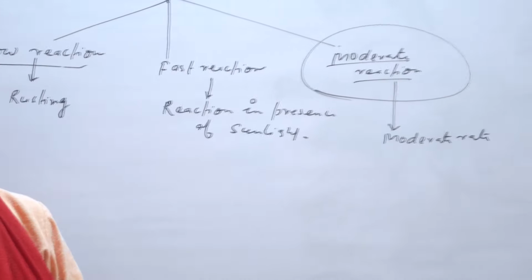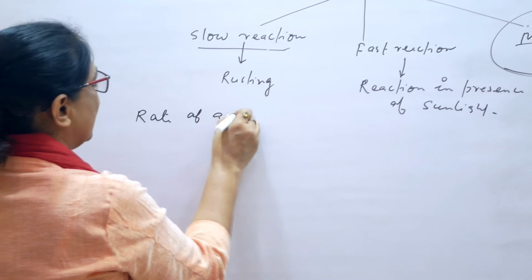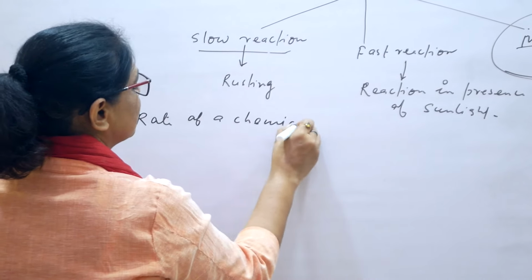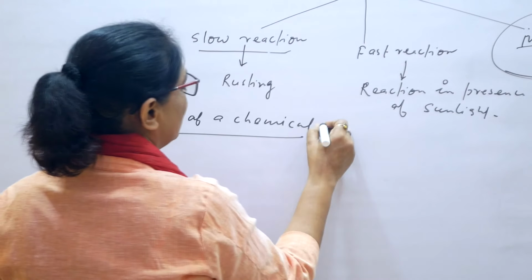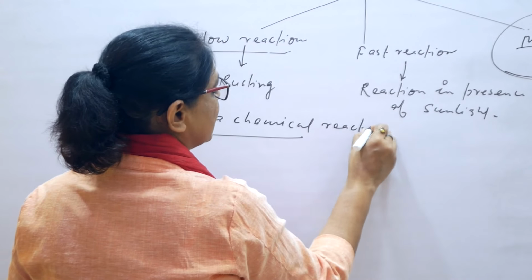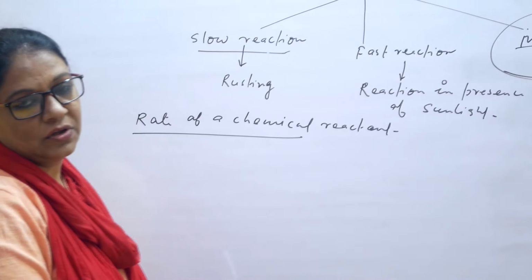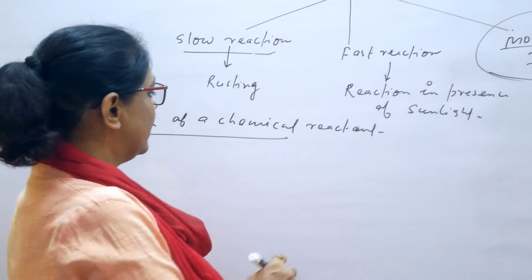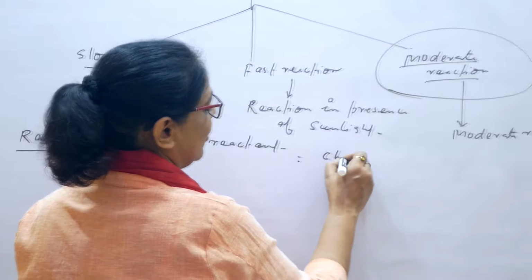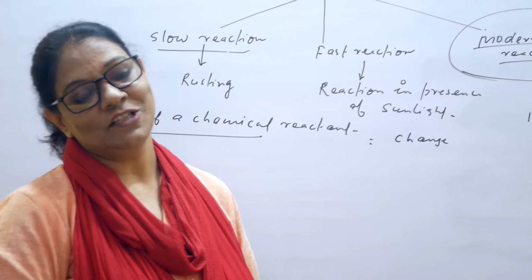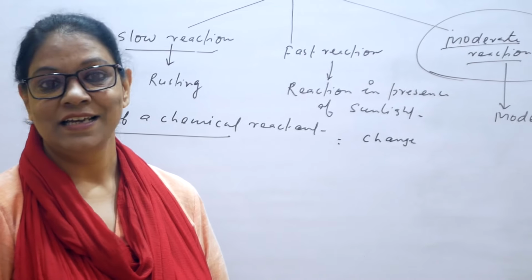Now the question is, how will we express the rate of a chemical reaction? Or you can say the rate of change of reactants and products. So rate means change in concentration, mind it. In physics, rate of change of velocity is del V by del T or dV by dt. Rate of change of displacement, ds by dt.